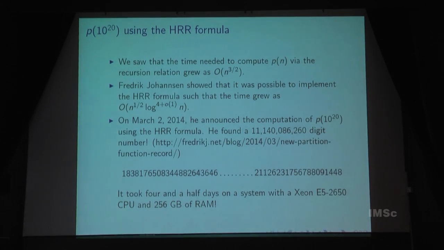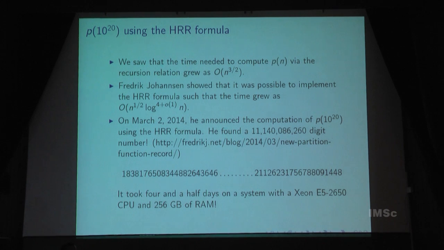Okay. So coming now to the key point, the problem with the pentagonal formula is that if you want to compute p of 10 power 20, you have to compute a whole bunch of stuff which is below, and also the complexity was n power 3 by 2. So Fredrik Johansson showed that the HRR formula is almost optimal. His definition of optimal is the following: if a number has a certain number of bits, you have to do that many computations to get it.